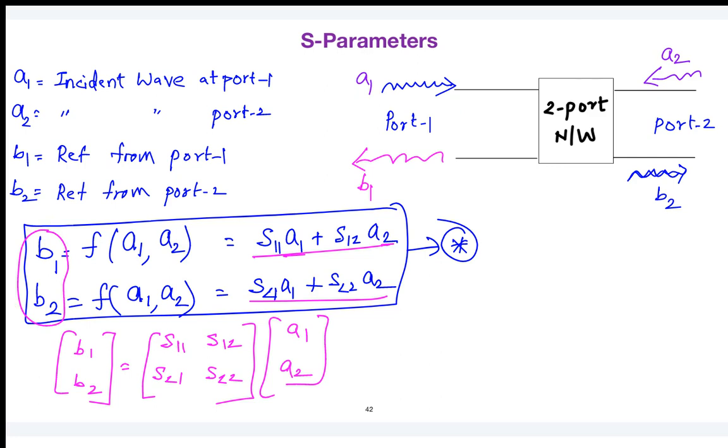This output matrix I can call the reflection matrix, because B1 and B2 are the reflections from port 1 and port 2. This one I can call the S matrix, or the scattering matrix. And the next one, A1 and A2, I can call the incident matrix, because those are the incident waves into port 1 and port 2.